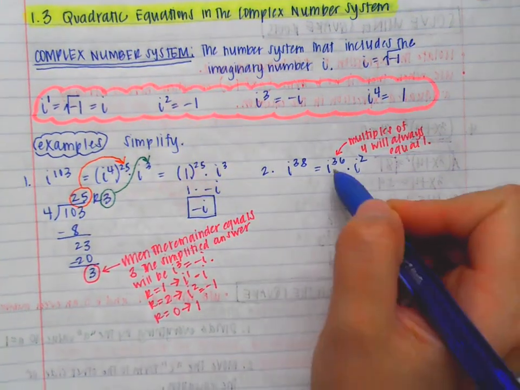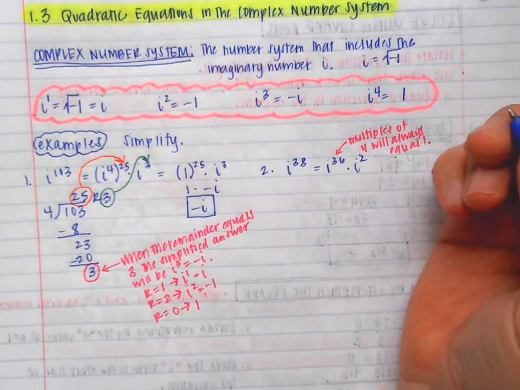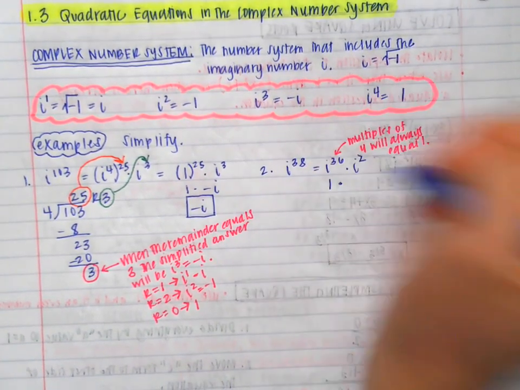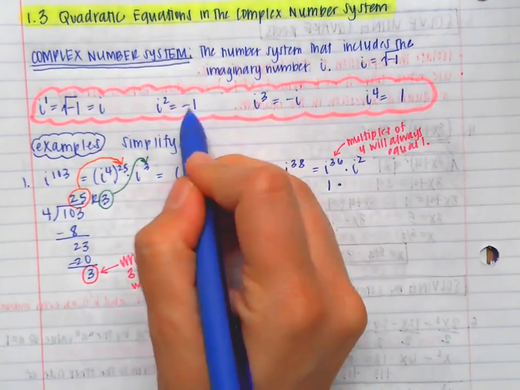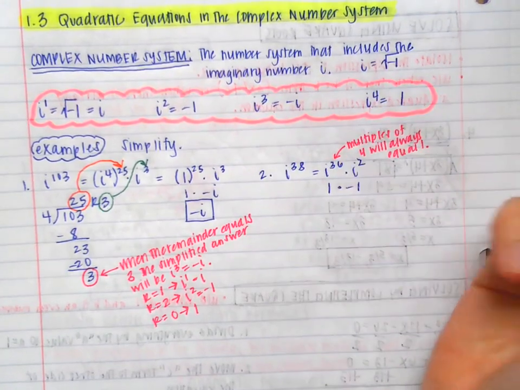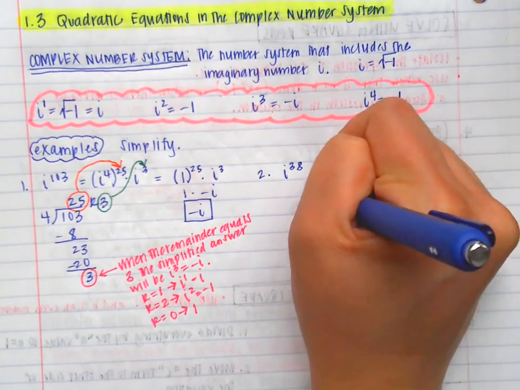So we know i to the 36 is a multiple of 4, so that equals 1. And then we know i squared is negative 1. And so 1 times negative 1 is negative 1.